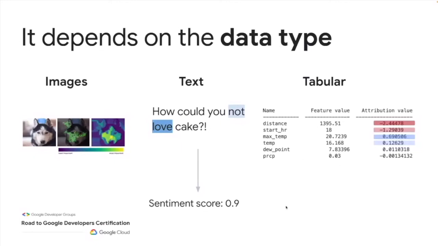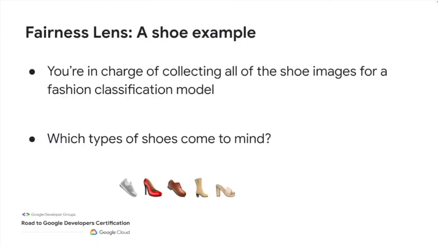So it's depending on what data type you have, you work differently with it and you have different wishes from it. The fairness lens, a shoe example.